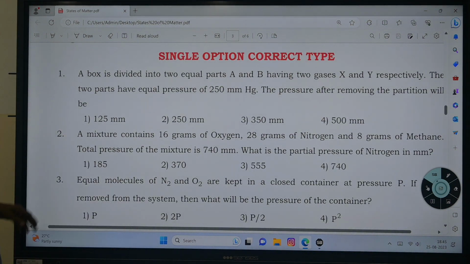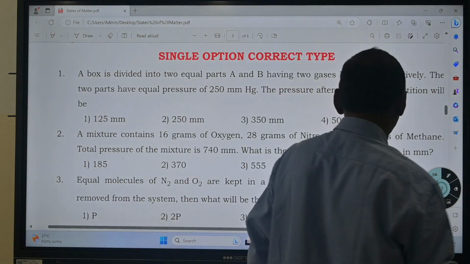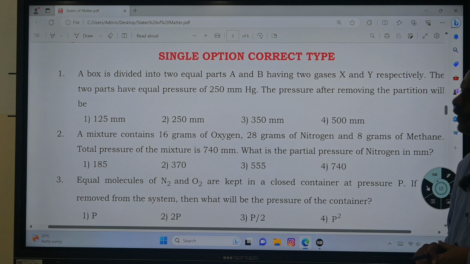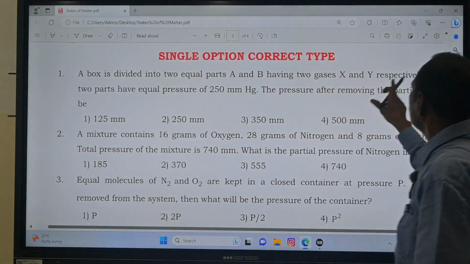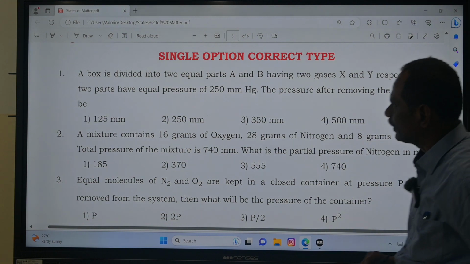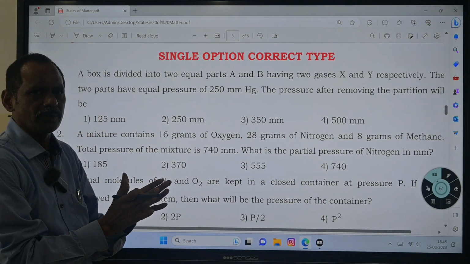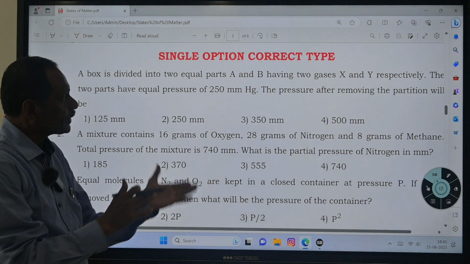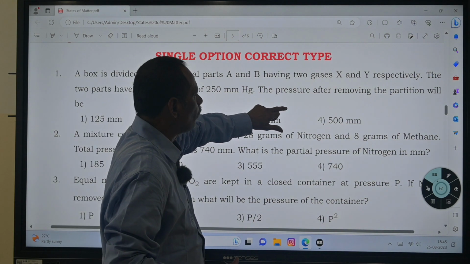Then come to stage 2. The first question. A box is divided into 2 equal parts A and B having the gases X and Y respectively. If the 2 parts have equal pressures of 250 millimeters of mercury, the pressure after removing the partition will be.